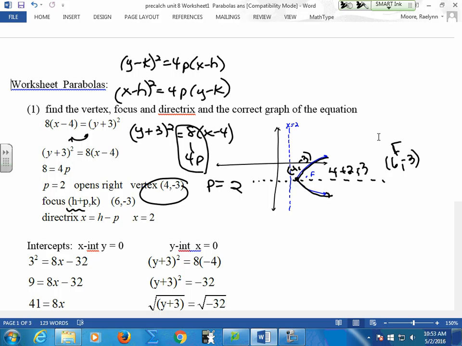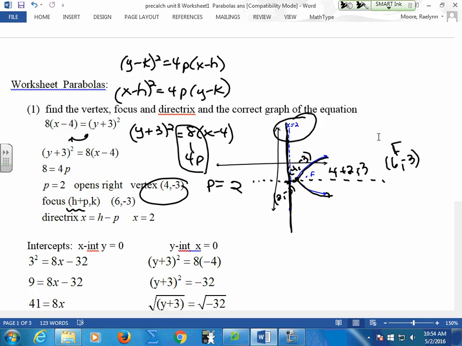The directrix is outside, can never cross your parabola. So the directrix is 2 units the opposite way. So just start with this point. If I move 2 units, I move to 2, negative 3. Just at that point. It is a line that cuts through that x value. So it is x is equal to 2. There's my directrix. You have to be able to do this. That's all that this involves.